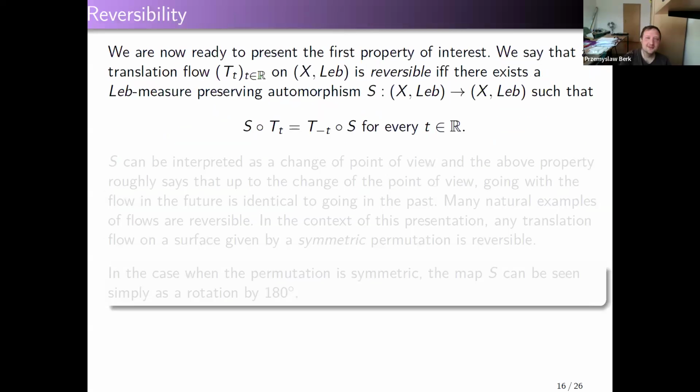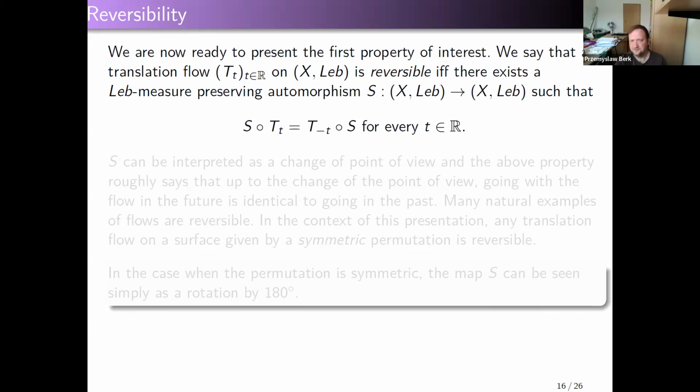I would like to consider something called reversibility. I would like to understand whether a translation flow forward and translation flow backward are the same. I told you that my translation flow, I usually consider vertical upwards with a unit speed. But what would be the inverse of this action? It would be going downwards with a unit speed, right? And basically I'm asking whether those flows are the same flows.